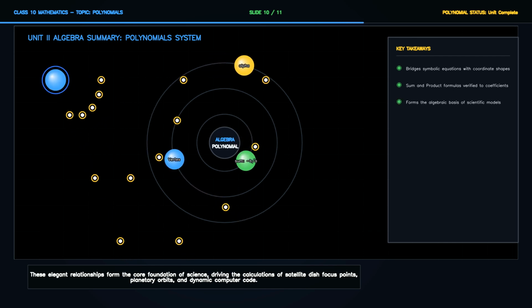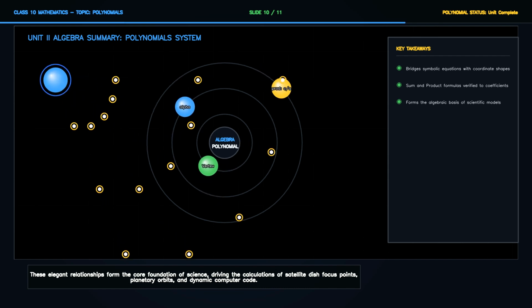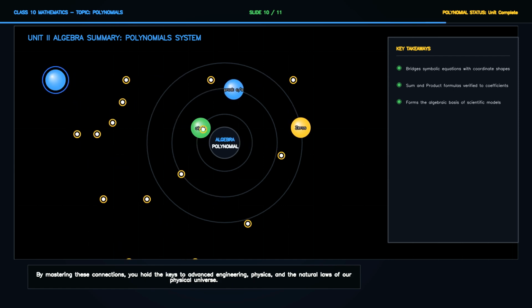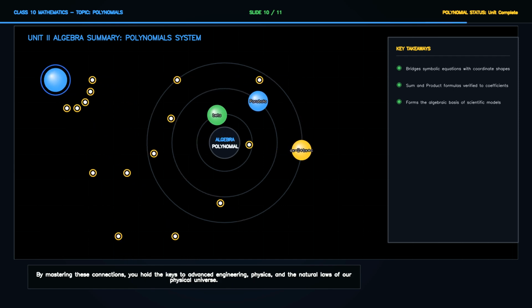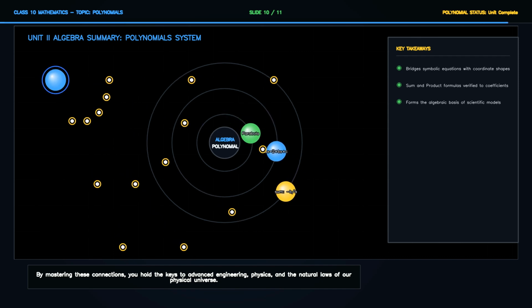These elegant relationships form the core foundation of science, driving the calculations of satellite dish focus points, planetary orbits, and dynamic computer code. By mastering these connections, you hold the keys to advanced engineering, physics, and the natural laws of our physical universe.